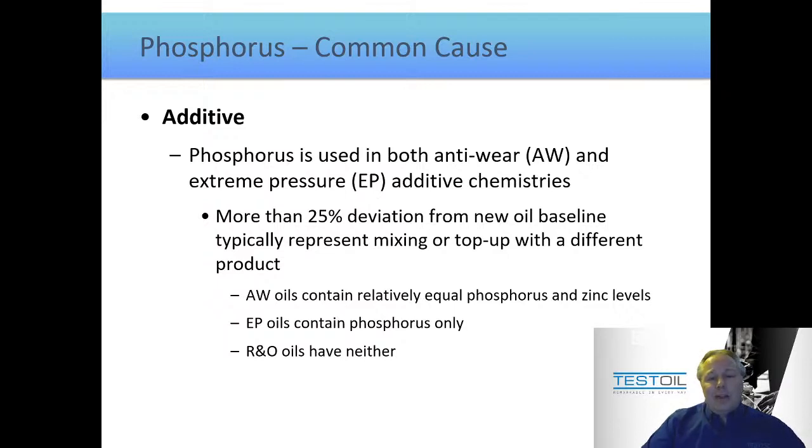Anti-wear or AW oils tend to have both zinc and phosphorus in relatively equal proportion. EP oils, on the other hand, only have phosphorus present. They do not contain high levels of zinc. And R&O, or rust and oxidation oils, tend to contain very low to no discernible levels of most of the additive elements we're testing for. So funnily enough, they almost look like they don't have additives, even though they do. It's just that they're made of chemicals that don't contain the elements that are typically measured.